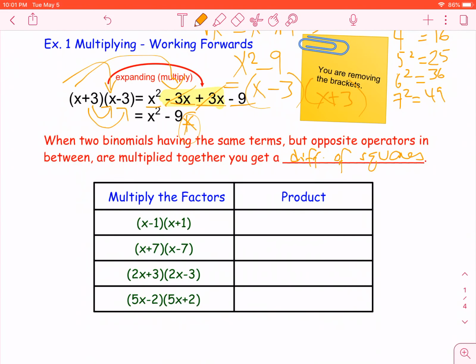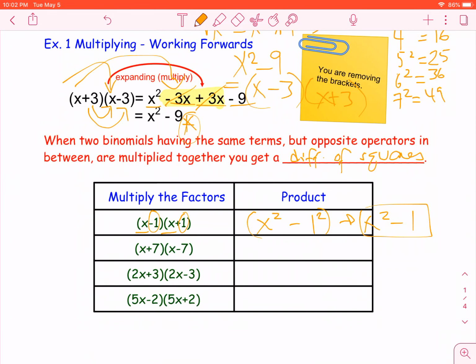Okay, so for instance here, you'll notice our A term in this case is x. Our B term in this case is 1. So if I square both terms and put a minus sign in between them, my product will just be x squared minus 1.